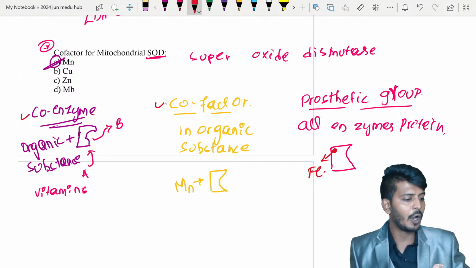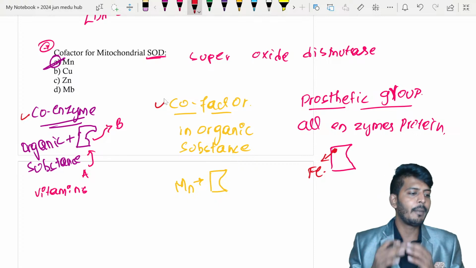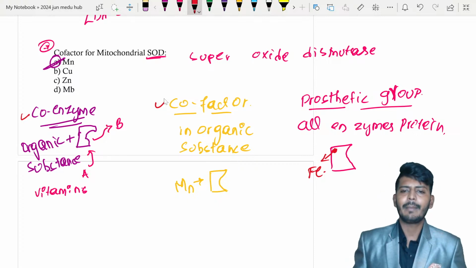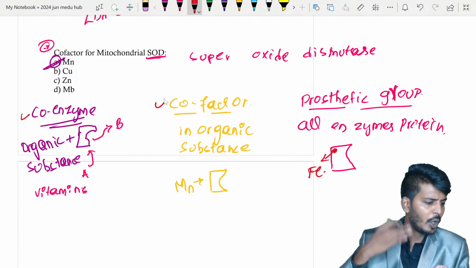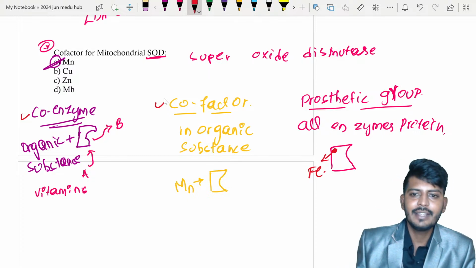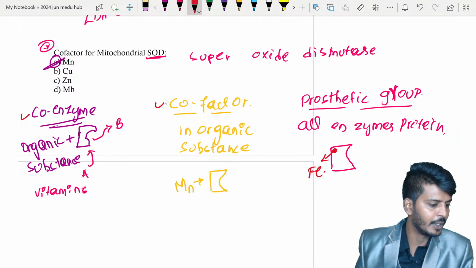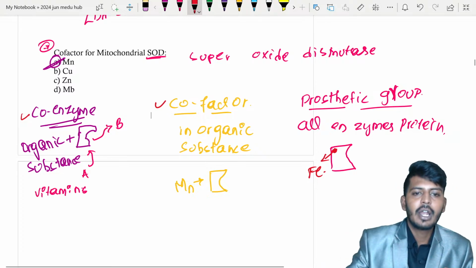Any confusion? I hope there is no confusion. Let's continue. This confuses many students. Even during my live classes, many people had asked me, sir, this confused us a lot, can you explain? So there you go, your manganese and the story of your prosthetic group. Okay, very good. Let's move ahead.